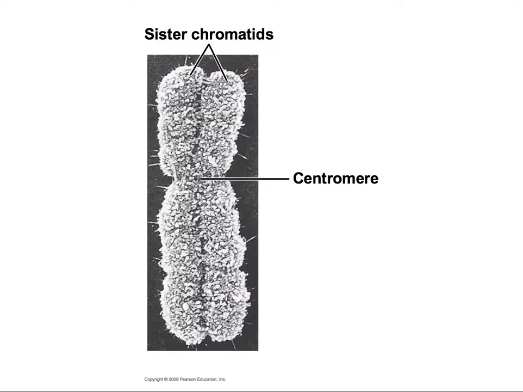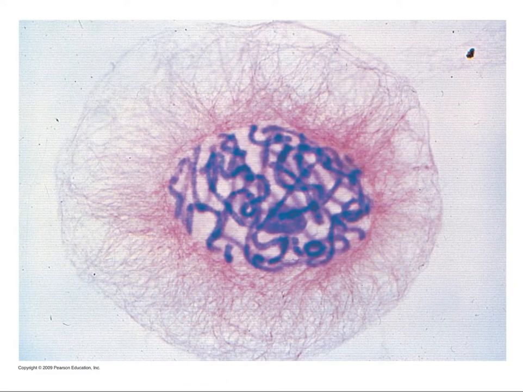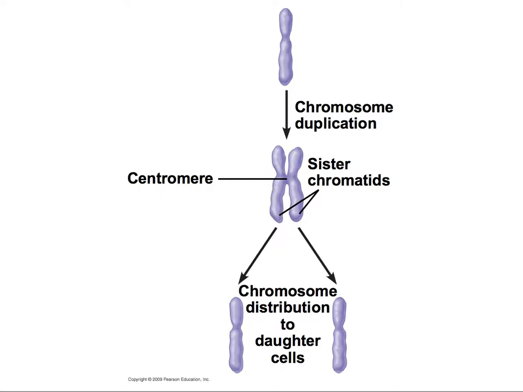Okay. Here is a nice picture, an electron micrograph view. Here's a centromere, and you have your two sister chromatids, which again are copies. Here you can actually see it in an actual cell. This is an African blood lily. You can see the condensed chromosomes over here. And then again, this is the big picture.